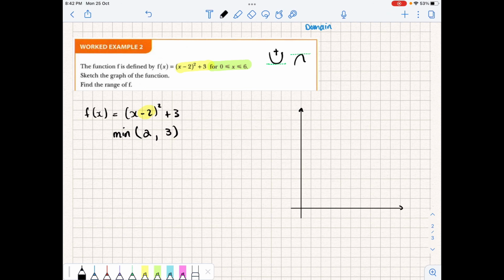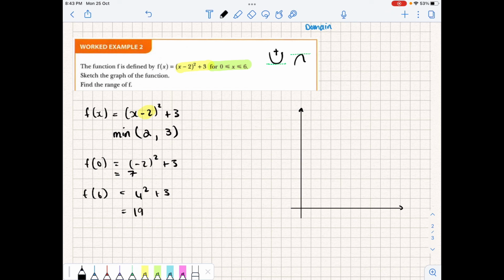Okay, the next thing we want to consider is what are the output values at either end of the domain restriction. So what is the output going to be at 0? At 0, we're going to have minus 2 squared plus 3, and that's going to give us 7. And at 6, we're going to have 6 minus 2 squared, so 4 squared plus 3, and that's going to give us 16 plus 3, which is 19.